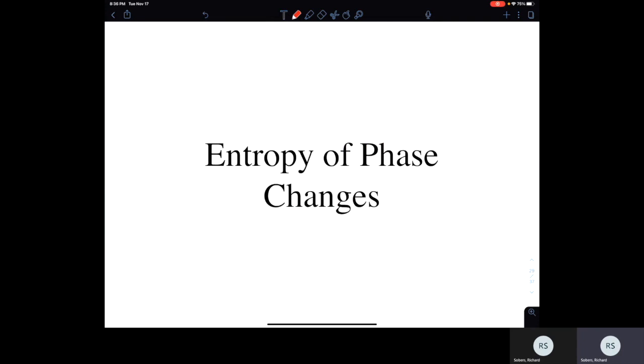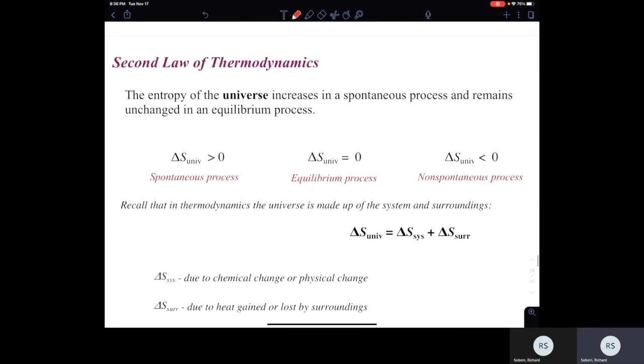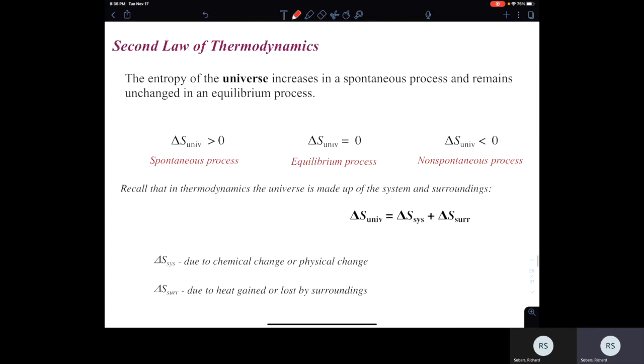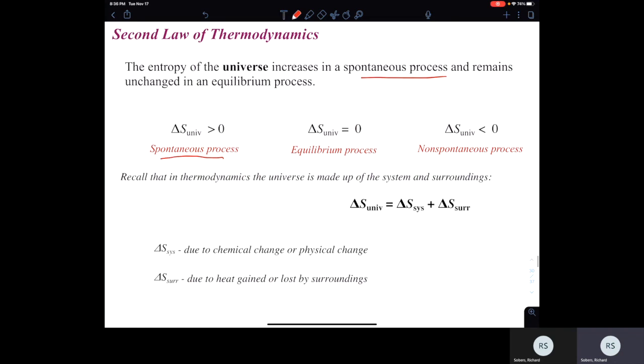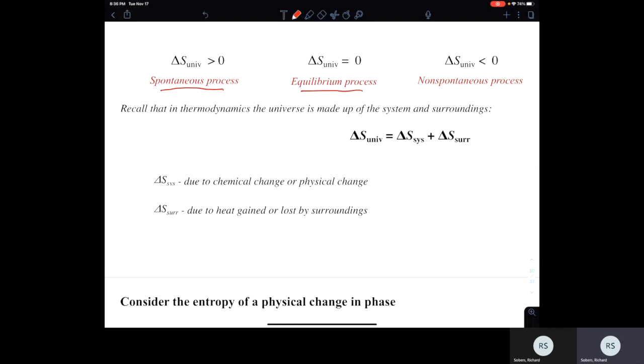So let's take a look at phase changes. And what we just saw with those equations, we can get a little more specific with phase changes. So remember, for a spontaneous process, the entropy of the universe is positive, but negative if it's not spontaneous. And if delta S is 0 for the universe, then we have an equilibrium.